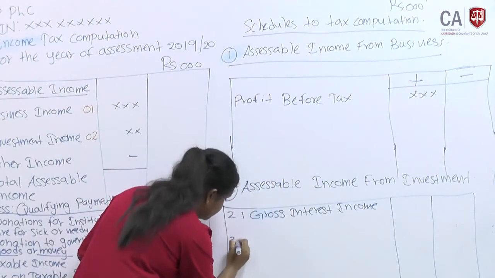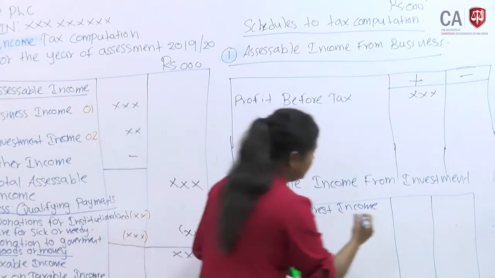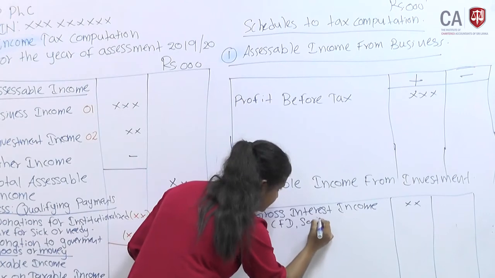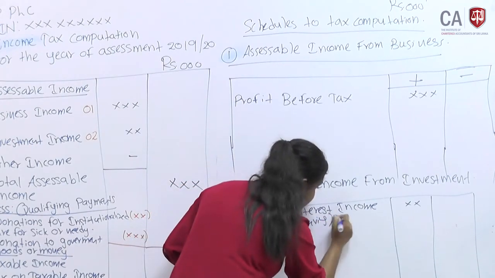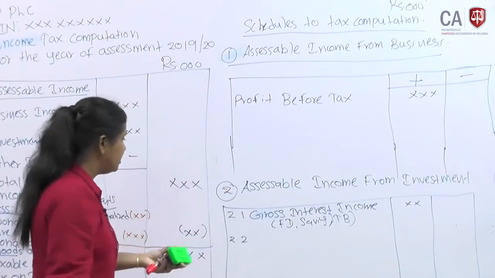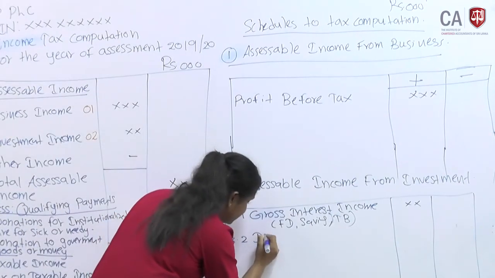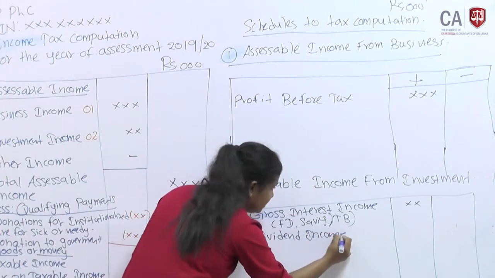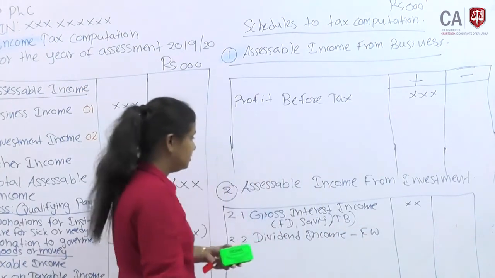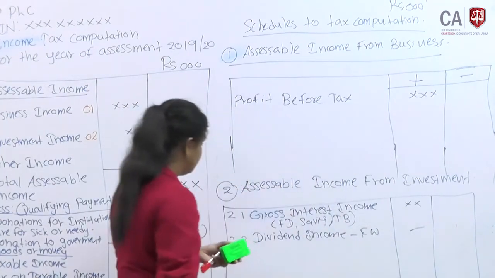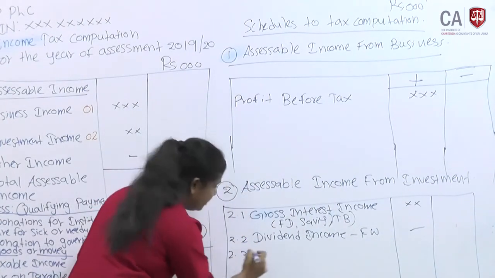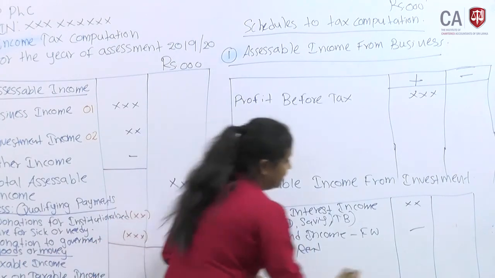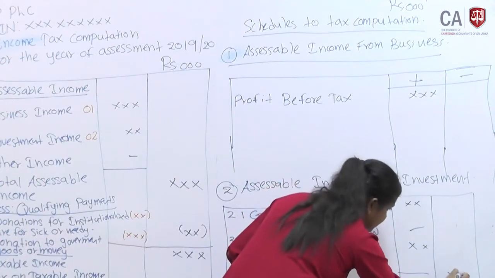2.2 is the interest income from maybe FD, savings, treasury bills or treasury bonds. Then the second part may be dividend income, which is under final withholding, so it is not coming here. And 2.3 may be rent, which is gross rent. Likewise, record your transactions and take the answer.